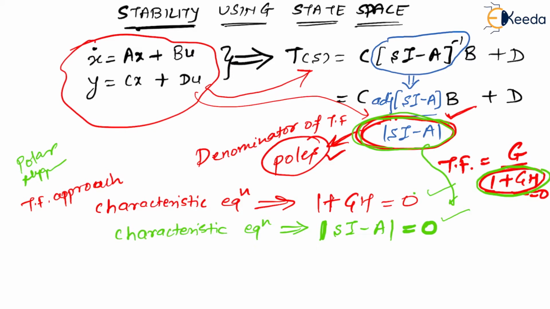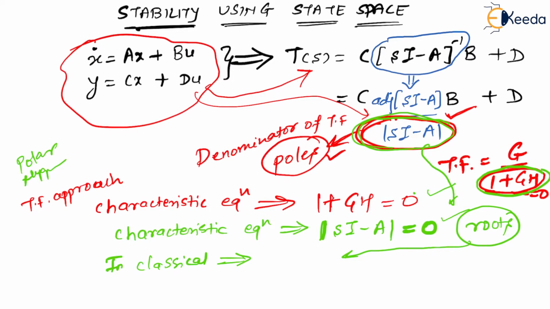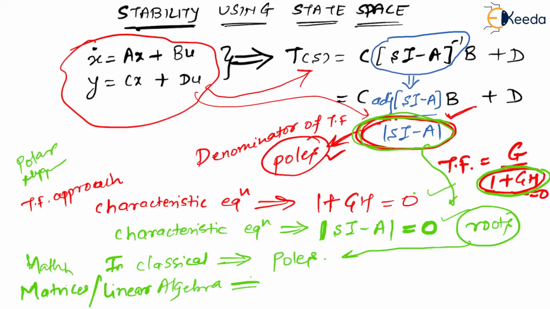Now in our classical control systems, we used to call the roots of the characteristic equation poles. But from the perspective of mathematics or matrices, or to be specific, from the perspective of linear algebra, the roots of the characteristic equation are called eigenvalues. Eigenvalues, right?